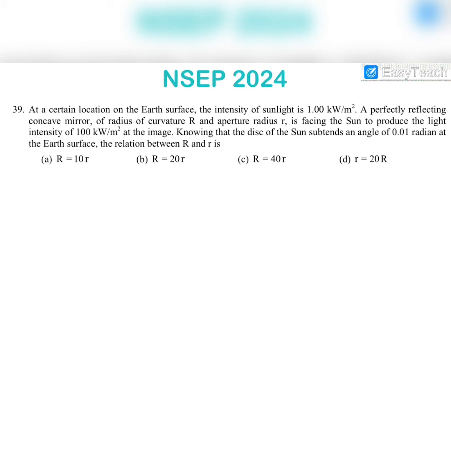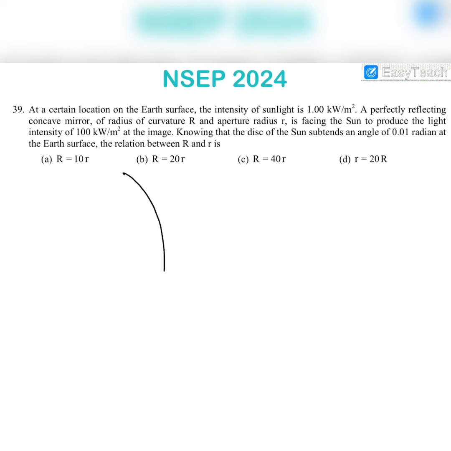In this question, you can see that at a certain location on Earth's surface, the intensity of sunlight is 1 kilowatt per meter square. A perfectly reflecting concave mirror of radius of curvature R and aperture radius small r is facing the sun to produce light of intensity 100 kilowatt per meter square at the image. Knowing that the disk of the sun subtends an angle of 0.01 radians at the Earth's surface, we have to find out the relation between capital R and small r.